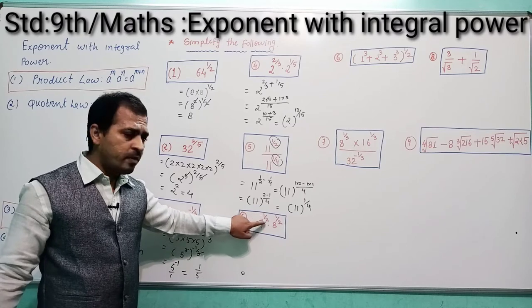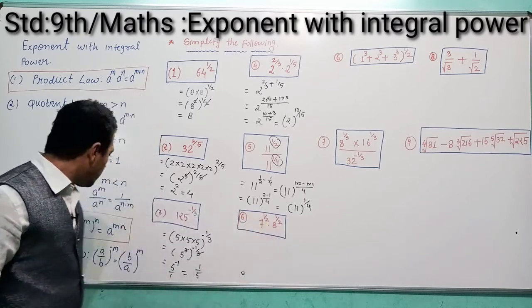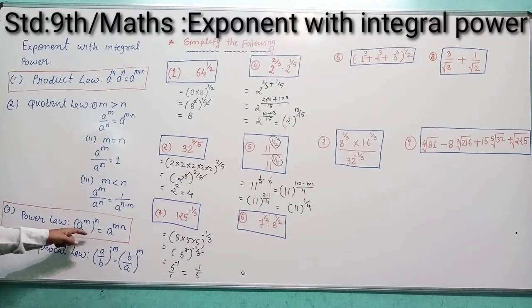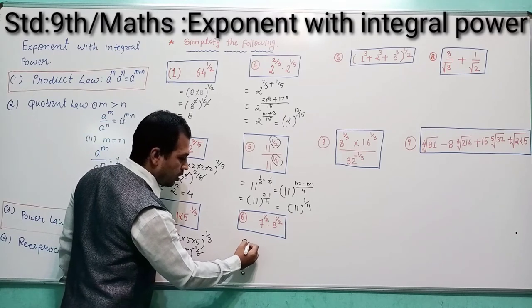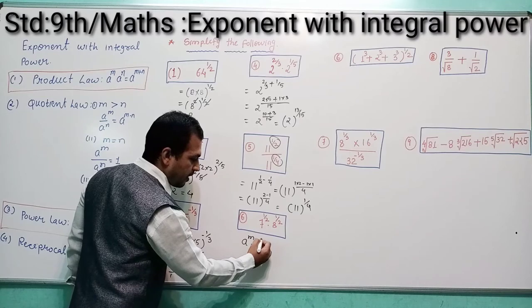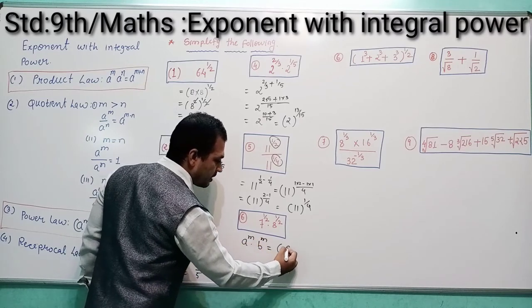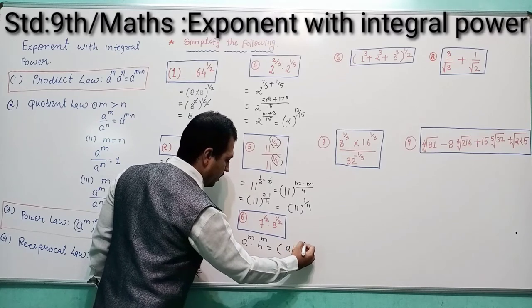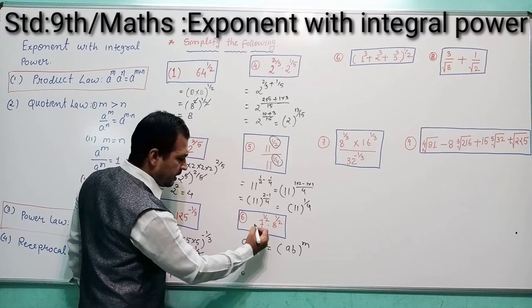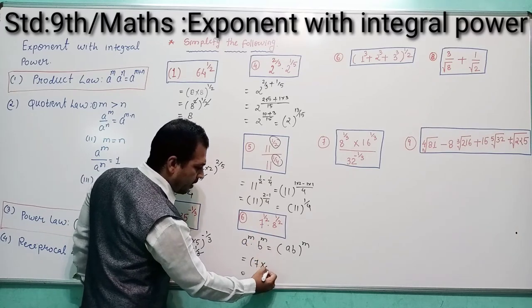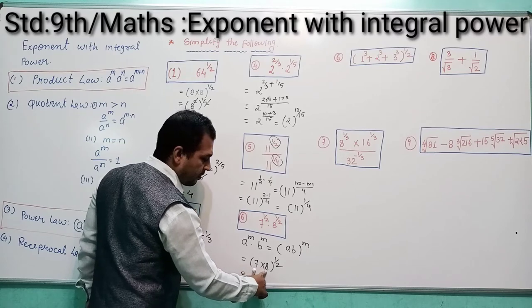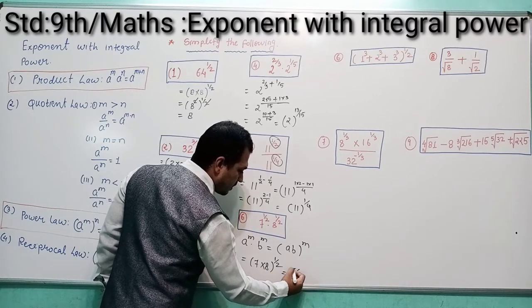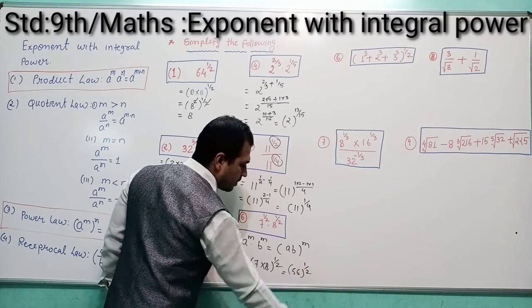7 is to the power 1 by 2 and 8 is to the power 1 by 2. So students, you can use the power law: a is to the power m into n, so you can write a is to the power m by n. Otherwise, suppose you have a is to the power m and b is to the power m. These can be written as (ab) whole to the power m. So these can be written as (7 into 8) whole to the power 1 by 2. So 7 times 8 is 56, 56 whole to the power 1 by 2.